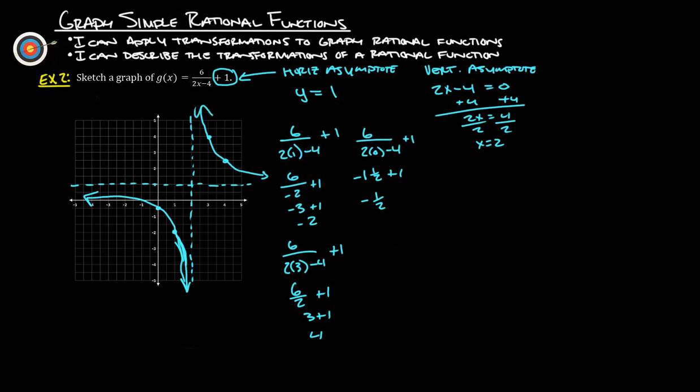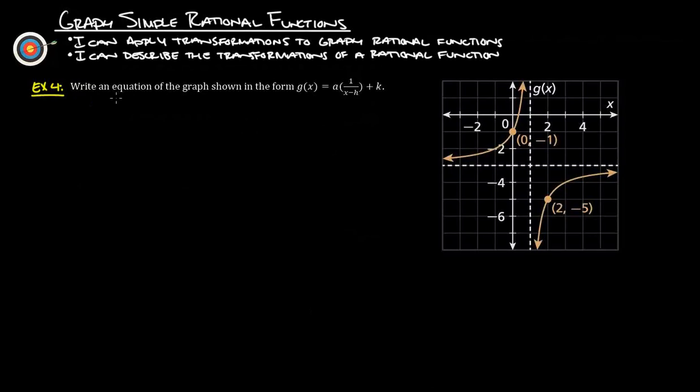Okay? Okay, last example here, example 4. Write an equation of the graph shown in the form g of x equals a times 1 over x minus h, plus k. This is also the same as if you multiply this a through, it's basically just a times 1, so that's going to equal a over x minus h plus k. That's the formula you'll more likely see things in.